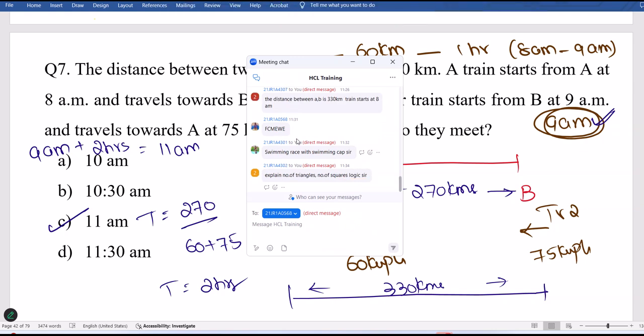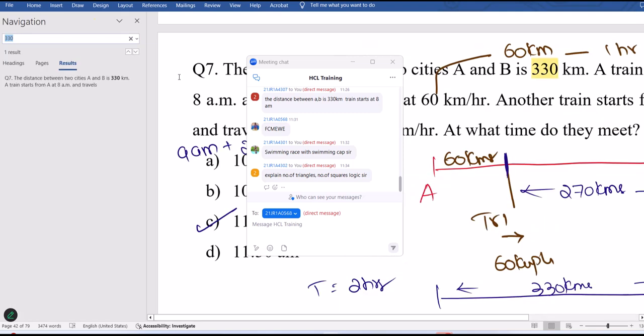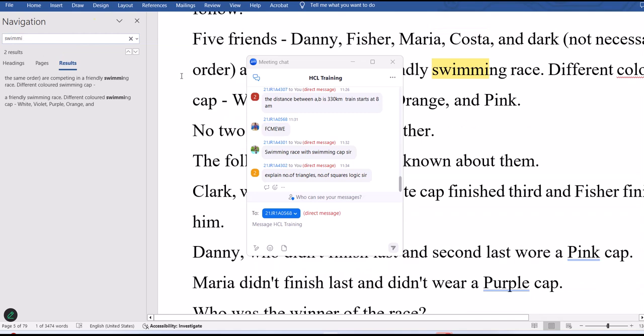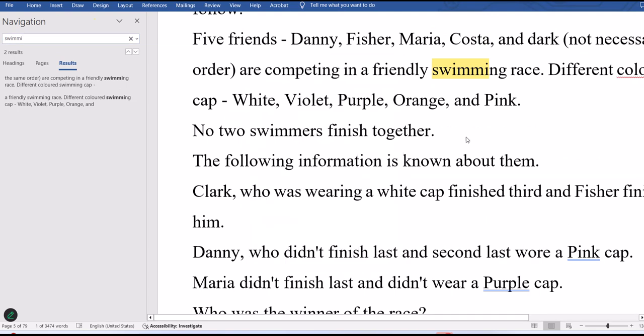Number of triangles, number of squares, we'll discuss. Before that, there is one question related to swimming. We discussed one question related to swimming. Is there another one also? Yeah, a swimming race question is available, we'll discuss that. Number of triangles and number of squares, that also we'll discuss. No issues.